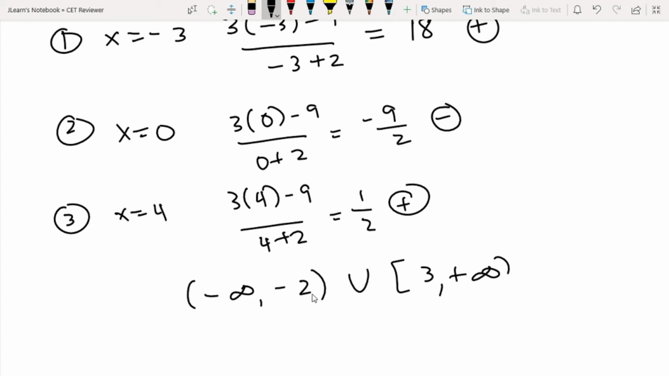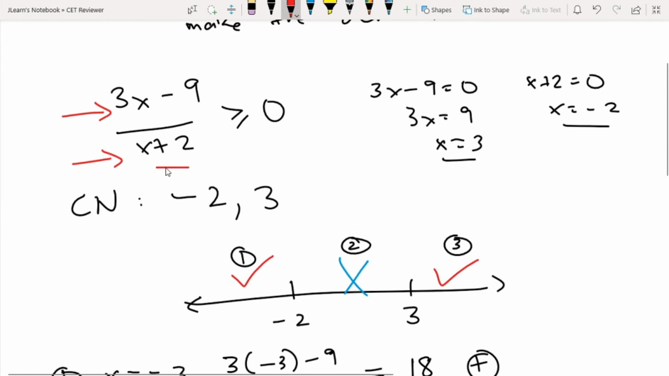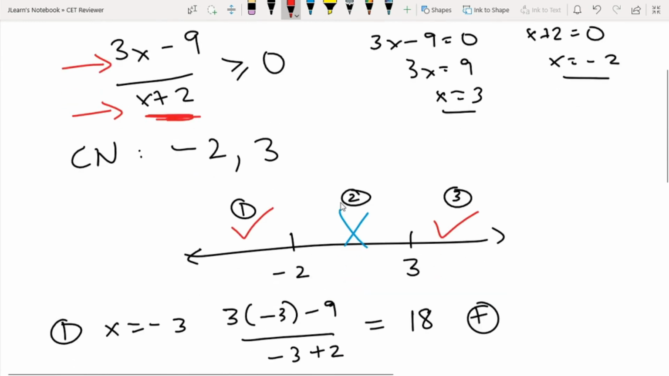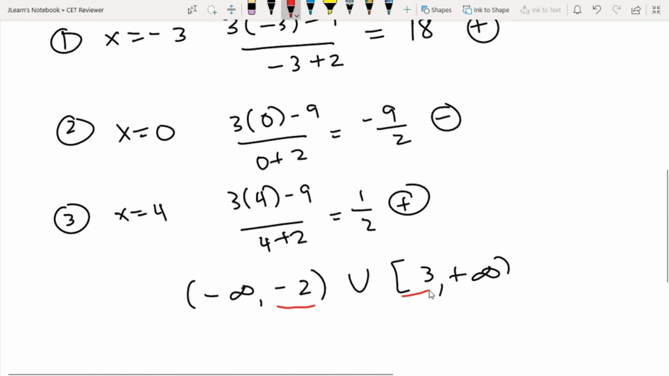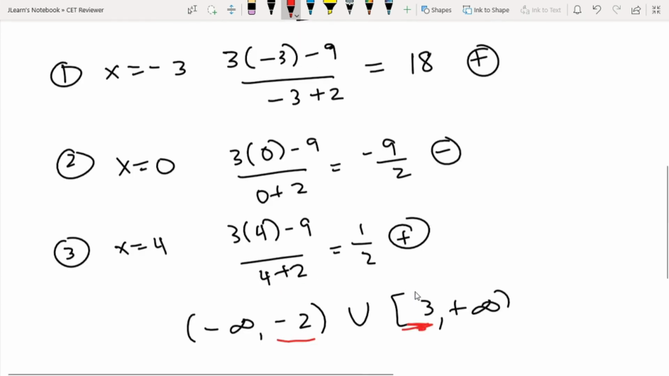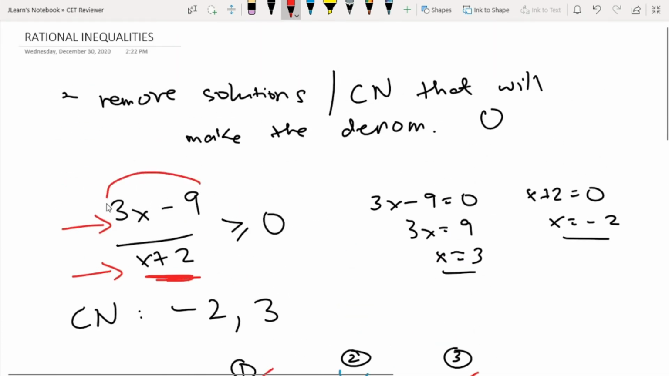So, nagtataka kayo, bakit yung negative 2 dito ay parentheses at hindi square brackets, pero yung 3 dito square brackets? So, kasi, kailangan hindi kasama yung negative 2 kasi, kundi magiging 0 yung denominator natin dito. Pero, kasama yung 3 kasi wala namang problem kung yung numerator dito ay maging 0 dahil greater than or equal to 0 naman yung inequality natin.